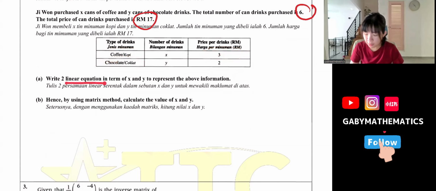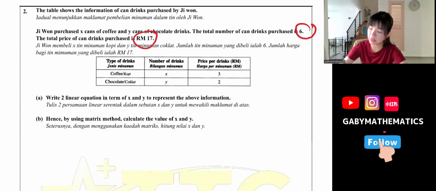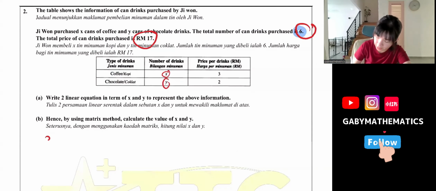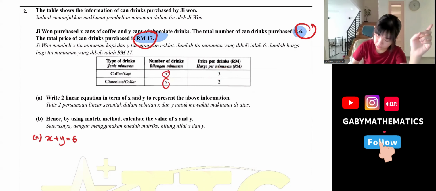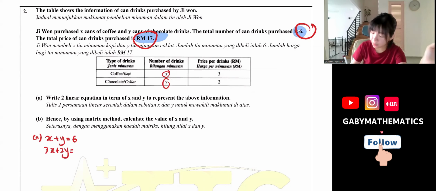Question 8. Write 2 linear equations in terms of X and Y to represent the above information. So write 2 equations. The first equation is definitely related to the 6. Total drinks 6. So we have X number of coffee, Y number of chocolate. So X plus Y equals 6. First equation. Okay, the second equation is related to value, 17 ringgit. We know that 1 coffee is 3 ringgit, so we have X number of coffee, so it will be 3X, plus 2 ringgit for each chocolate, so we have Y number, so 2Y. So the total amount is 17 ringgit. So this is the equation done.